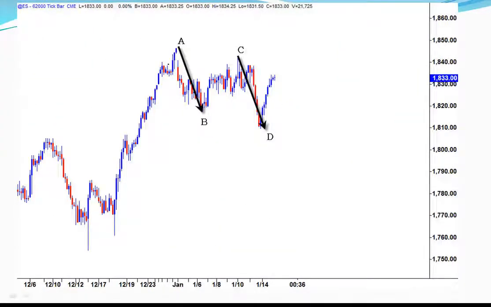Okay, here again, this has actually happened just recently. We had the market all-time high, and then made a low.